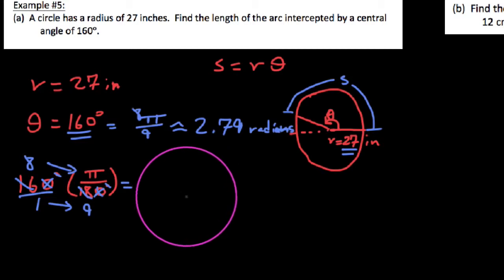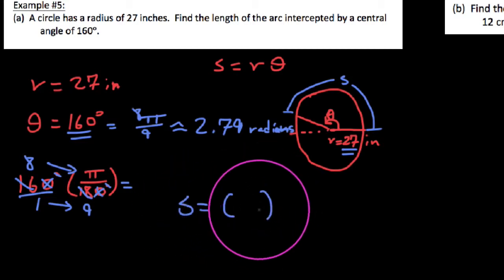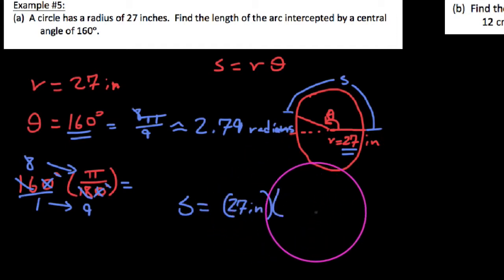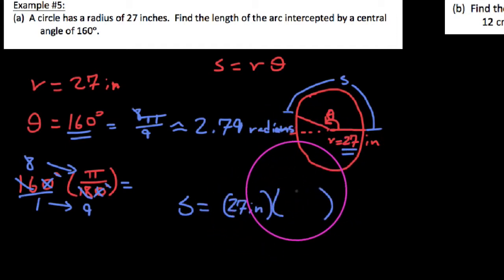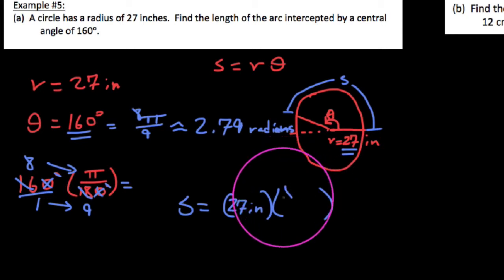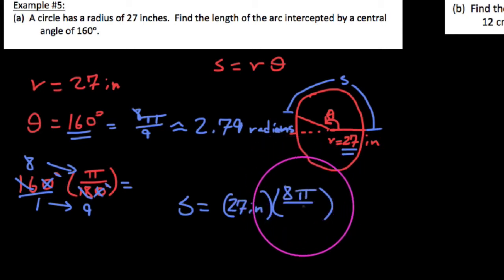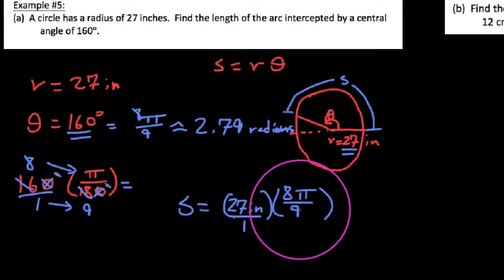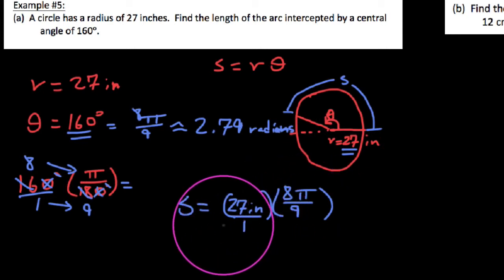So what we're really going to do is say, if I want to find the arc length, we'll take the length of one radius, which is 27 inches, and multiply it by the angle measurement in radians, which is about 2.79. Now, to be accurate, what we actually want to do is leave this as an exact value here. So we're going to take 27, or 27 over 1, times 8 pi ninths. We'll do any reducing that we can do now.